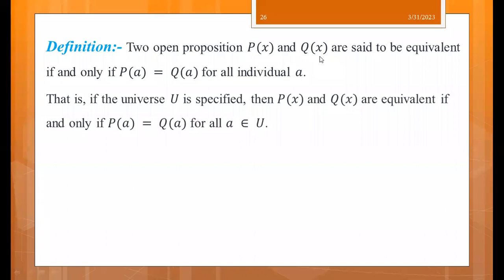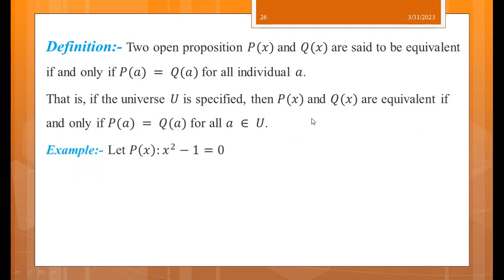That means if the universe U is specified, then P of x and Q of x are equivalent if and only if P of A is equal to Q of A for all A an element of U. But if there exists at least one A within the universal set U which can make P of A and Q of A different, that will be a sufficient condition for these two open propositions not to be equivalent to each other.